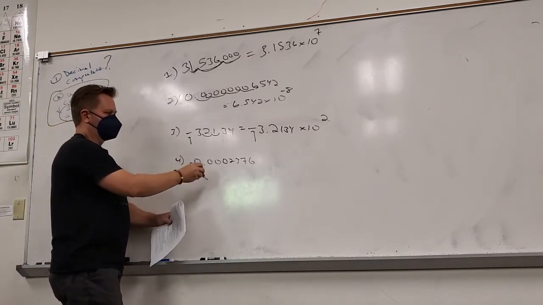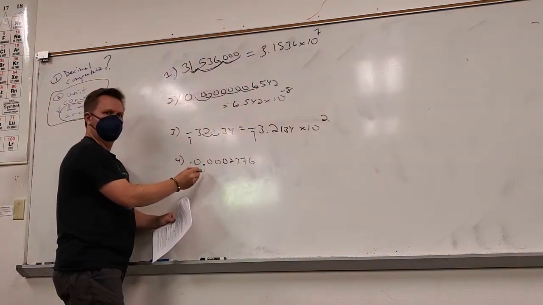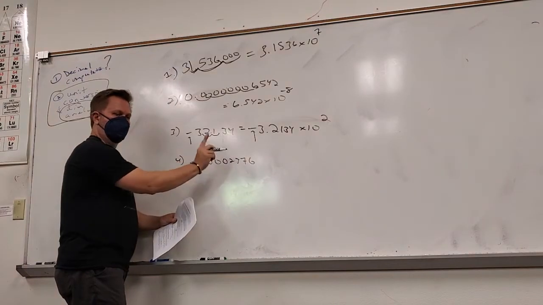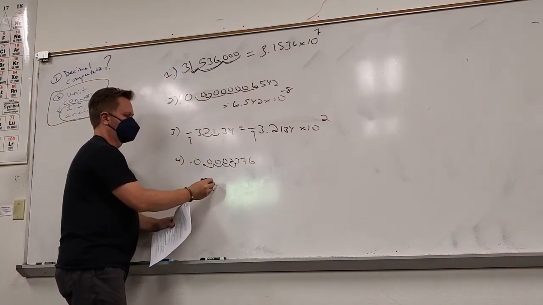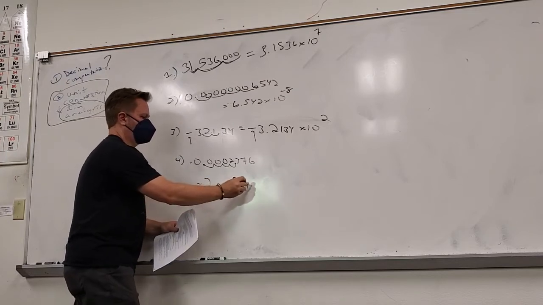And then here, decimal's currently here. It needs to be where? Behind the 2. So there's only one digit in front of it. 1, 2, 3, 4. Times 10 to the what kind of 4?